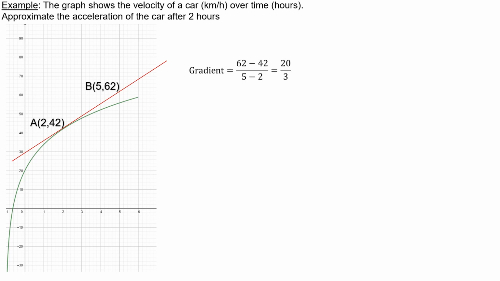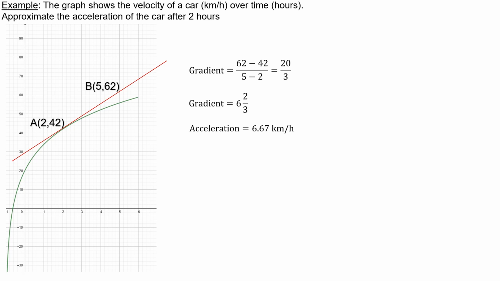This graph shows the velocity of a car over time. Approximate the acceleration of the car after 2 hours. As we've seen, the gradient of a velocity time graph like this one is acceleration. So if I want to find the acceleration of the car after 2 hours, I need to draw a tangent to the graph when time is 2. So that's here. And then work out the gradient of that line. So again, I'm going to pick 2 points that lie on the line. I'm going to work out the difference in the y coordinates divided by the difference in the x coordinates, and I get an answer of 6 2/3, which is 6.67.